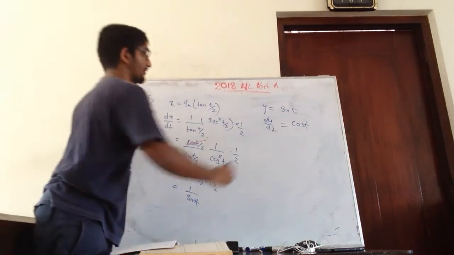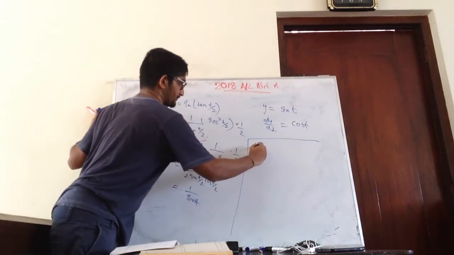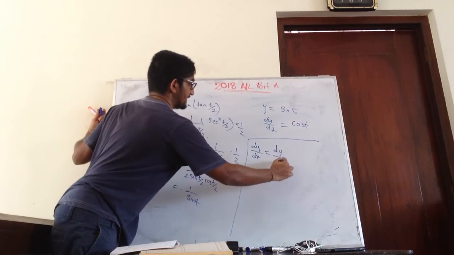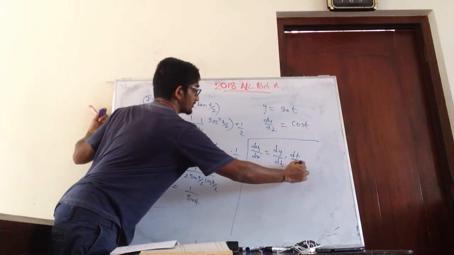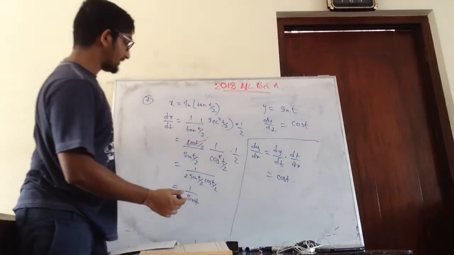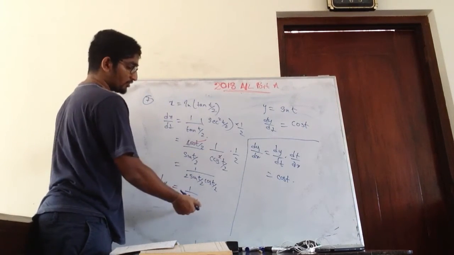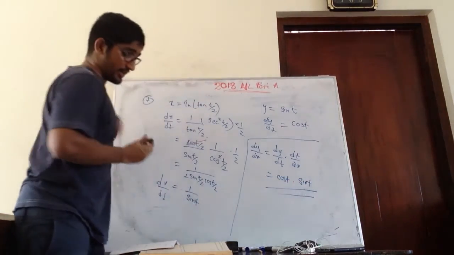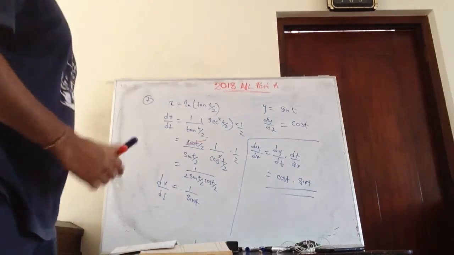Then what are they asking? They are asking dy over dx. dy over dx will be dy over dt times dt over dx. So dy over dt is cos t. dt over dx, the 1 over thing also we get, is sin t. That is the answer they asked. Correct? Right.